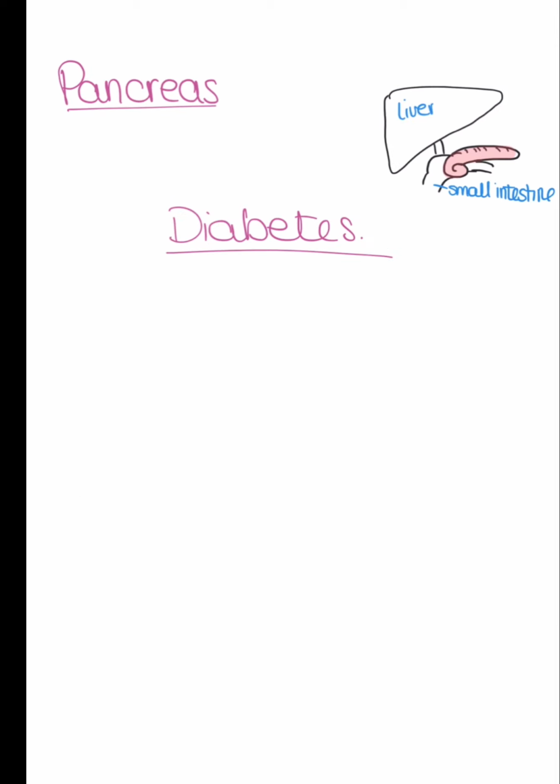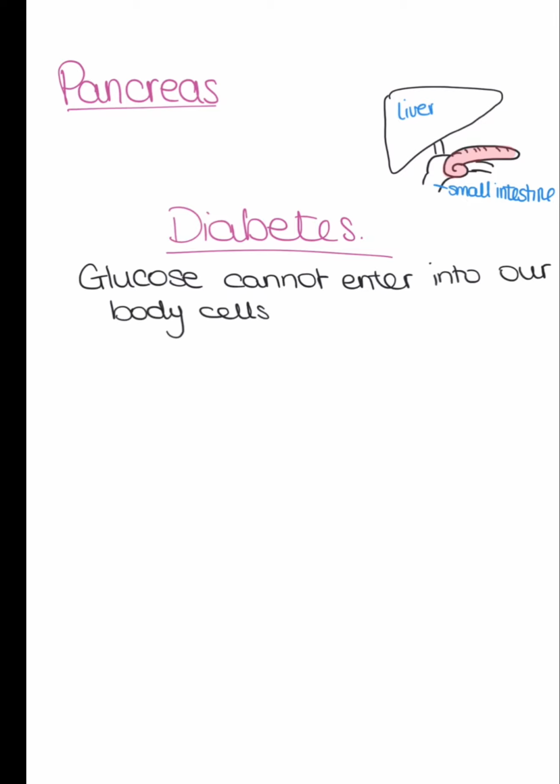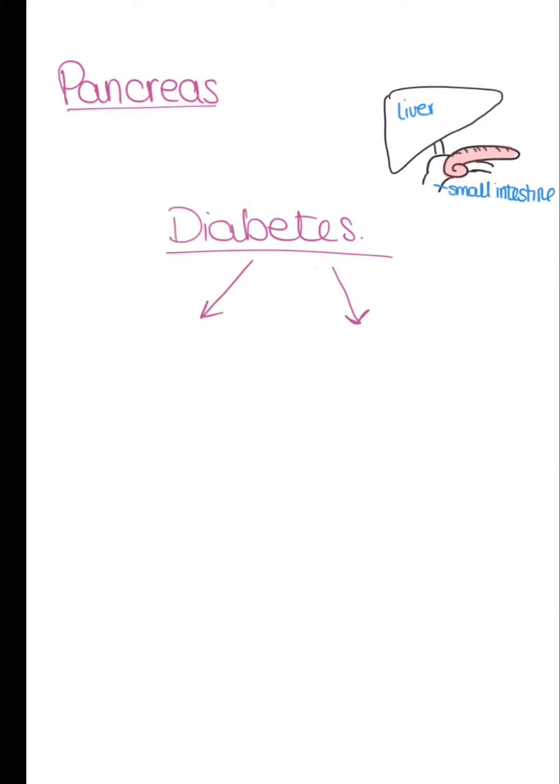Diabetes is a condition where, when we eat food, the glucose from our food can't get into our body cells and instead builds up inside the blood. This results in an increase in a person's blood glucose levels. There are two main types of diabetes: type 1 diabetes and type 2 diabetes.